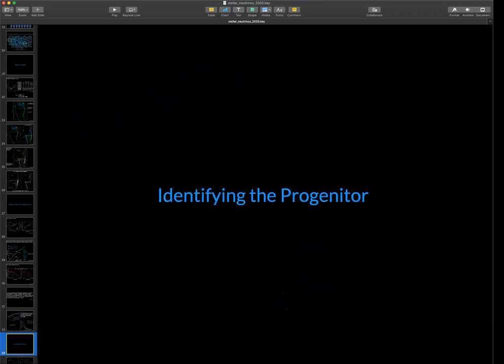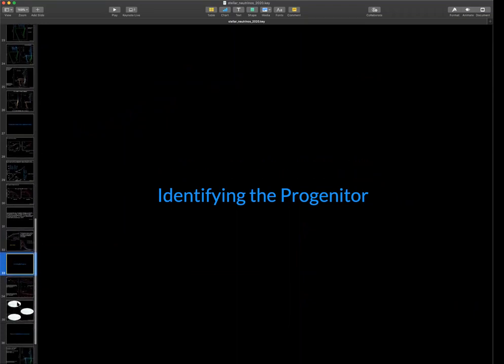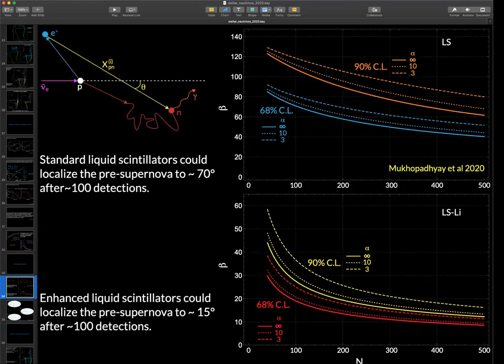So how do we identify the progenitor? What a great question. So yes, Super-K detects pre-supernova neutrinos, and they send out an alert to the gravitational and electromagnetic communities, and which star is it? Because the sky's pretty big. So the question that I want to answer here is, because your only signal is going to be coming from the neutrino telescopes and neutrino detectors, how good of a job can you do identifying the progenitor from that? Okay.